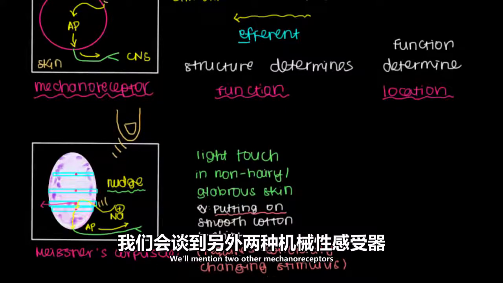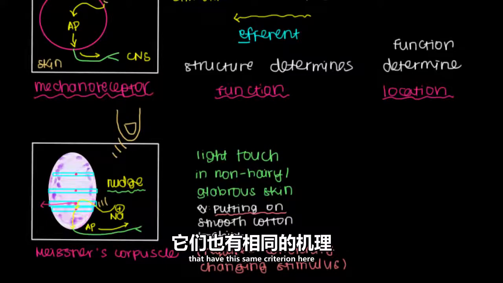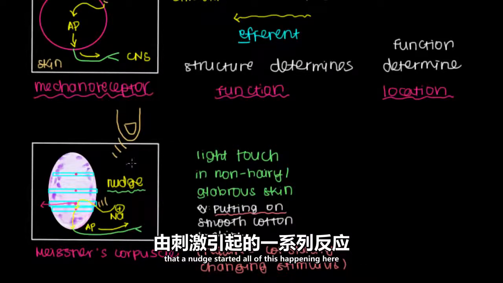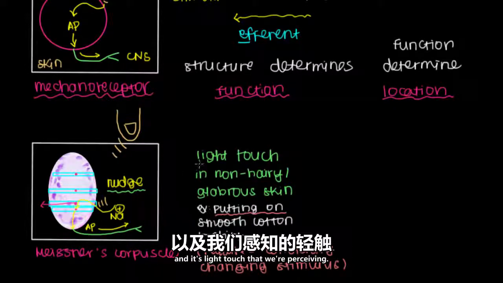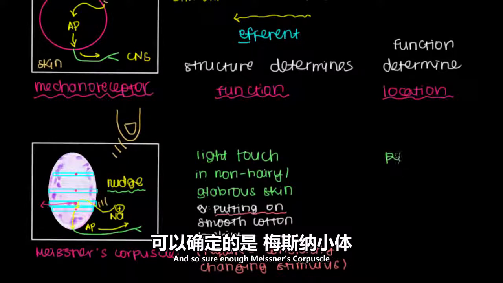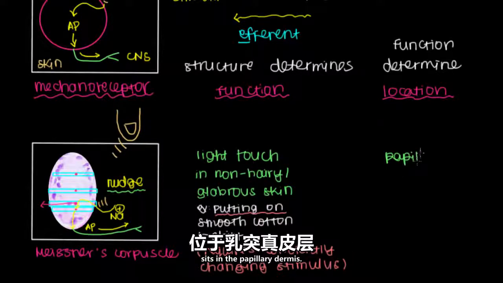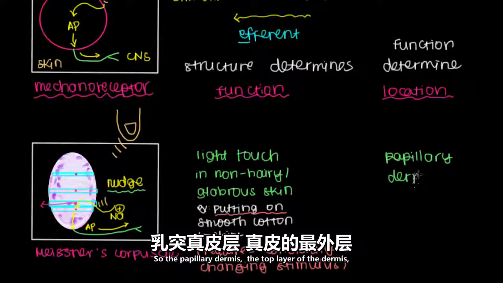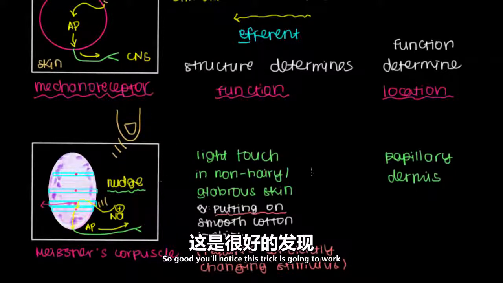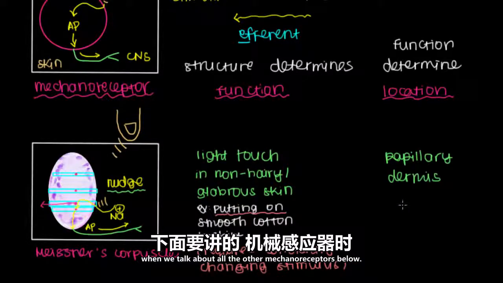We'll mention two other mechanoreceptors that have this same criterion here. And to continue with this thing that we were talking about, that a nudge started all of this happening here, and it's light touch that we're perceiving, the location can't be somewhere too deep in our skin. And so sure enough, Meissner's corpuscle sits in the papillary dermis. So the papillary dermis, this is the top layer of the dermis, right below the epidermis. And so good, you'll notice this trick is going to work when we talk about all the other mechanoreceptors below.